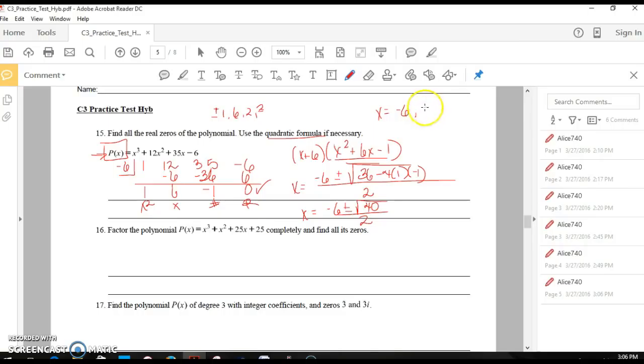And so we have, I'll split them up, negative 6 plus radical 40 over 2, and negative 6 minus the radical 40 over 2.